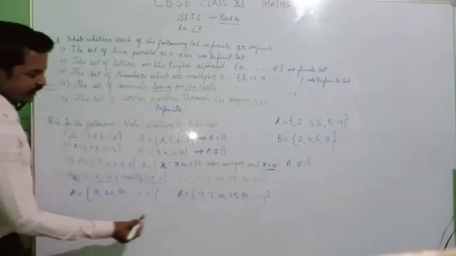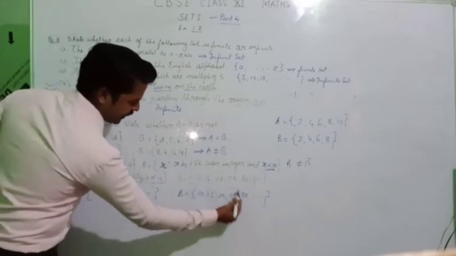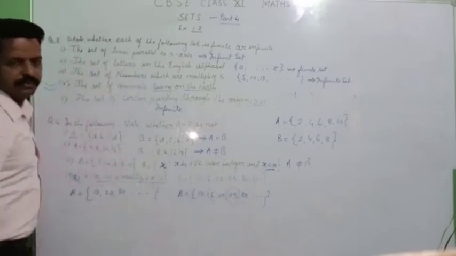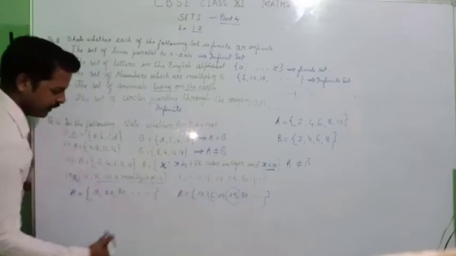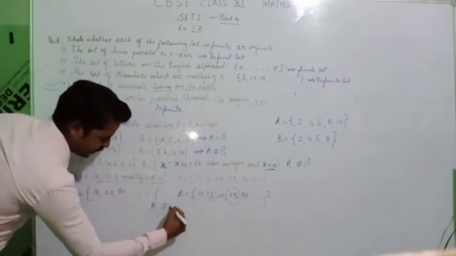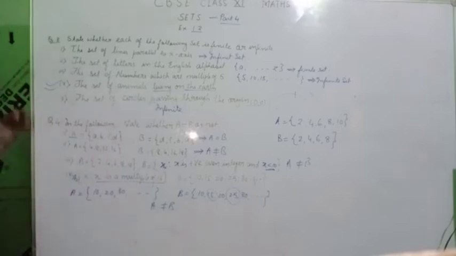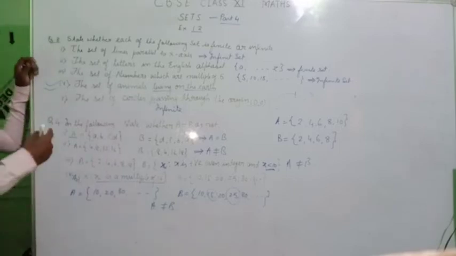Now you can see clearly B has extra elements 15, 25 and then you get 35 and so on. So A is not equal to B. So we'll write like this: A not equal to B. I hope you have understood these two questions. Please pause the video, note it down.